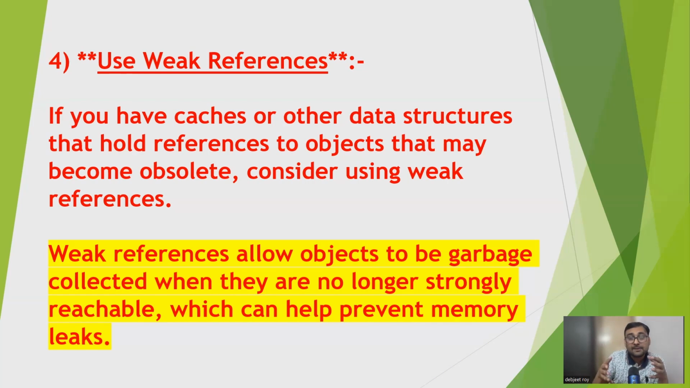If you think this particular object is not to be used at a later point of time, and it is being used only at the scope of the method level, then the best way is to check if the field is null, and if it is not null, then assign it to null, or make use of private resources, or make use of weak references. With the help of which you are helping the JVM clean up the garbage. Okay, so weak references allow objects to be garbage collected when they are no longer strongly reachable, which can help prevent memory leakage. So it's very clear. It's very important from an interview perspective as well.